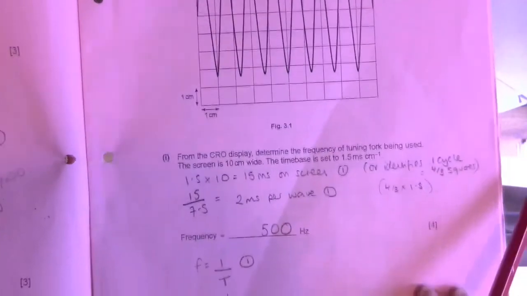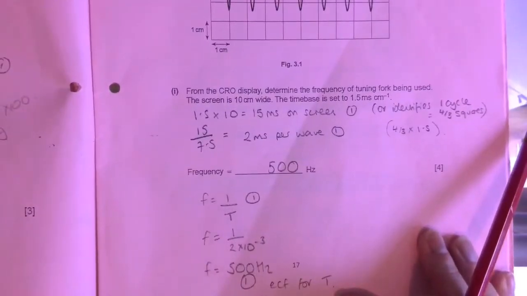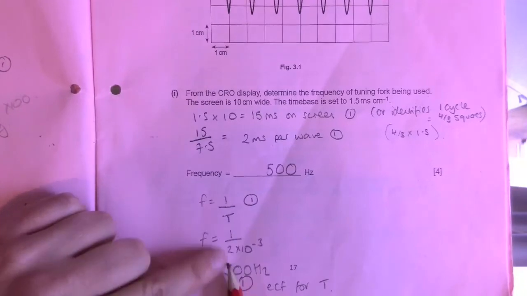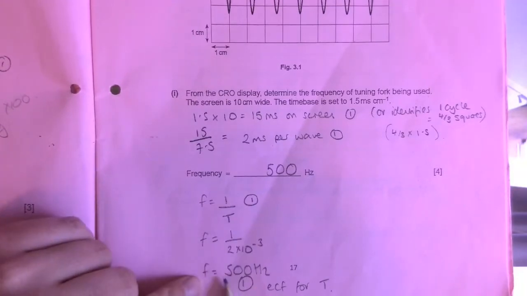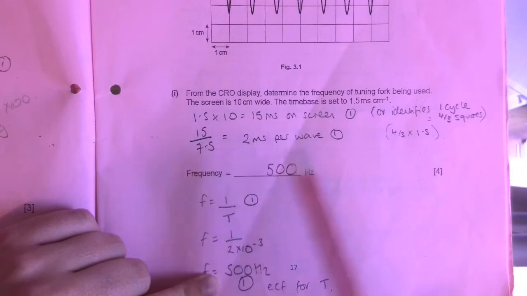And then if you use F equals 1 over T, you'll be able to get the frequency. So F equals 1 over T. The time period is 2 milliseconds, or 2 times 10 to the minus 3. That gives you a frequency of 500 hertz. And there would be an error carried forward for whatever you got for your time period. So if you got this part wrong, you can still get 2 marks for those bits there.